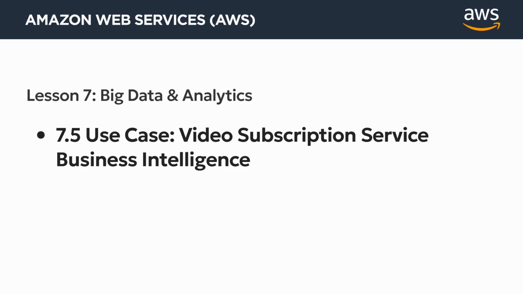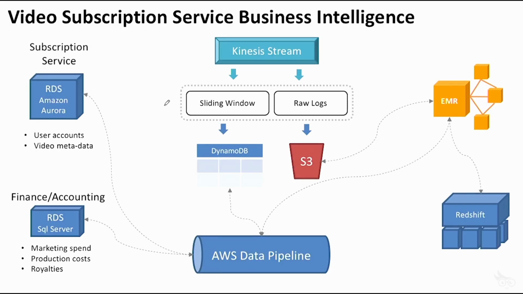Now let's review a use case where we perform business intelligence on a video subscription service. In this example, we have a video subscription service, something similar to Netflix, where our customers are out there watching videos on their laptops, their desktops, their mobile devices, and as they're watching videos, as they're pressing play, as they are pressing pause, as they're scrubbing forward or backward or replaying or rewatching or favoriting a particular section of the video or leaving comments, all of these events are coming in to our Kinesis stream.